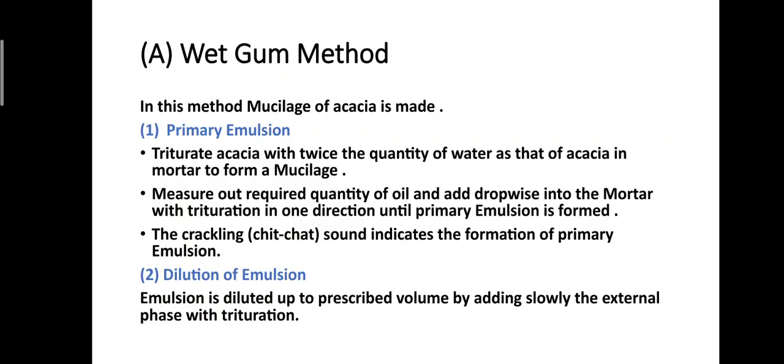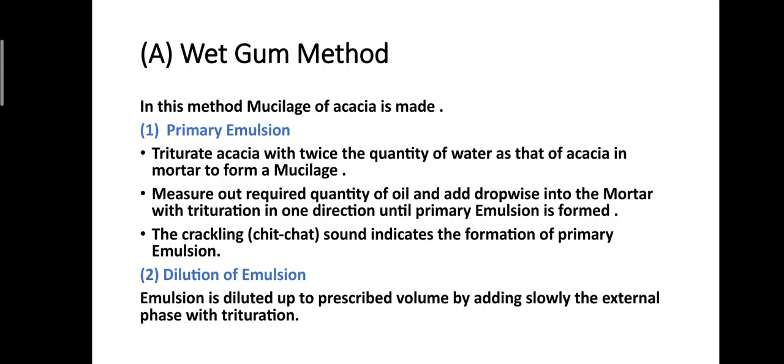Next point, methods of preparation of emulsion. There are two methods: wet gum method and dry gum method. Let's see the wet gum method first. In this method, a mucilage of acacia is made. First, the primary emulsion. Triturate acacia with twice the quantity of water in a mortar to form a mucilage.